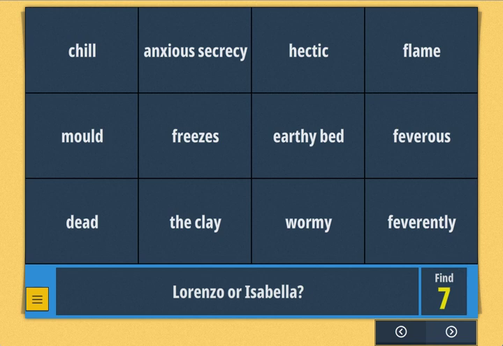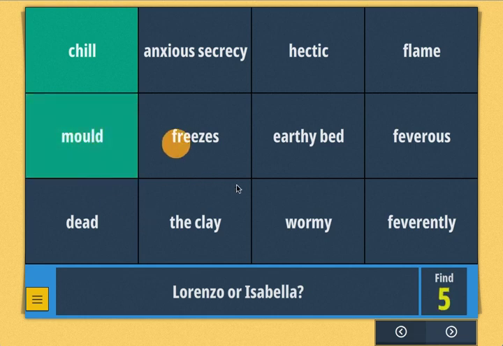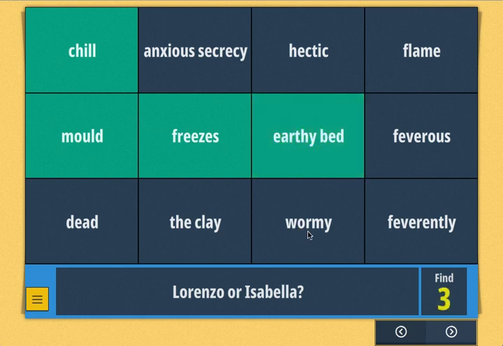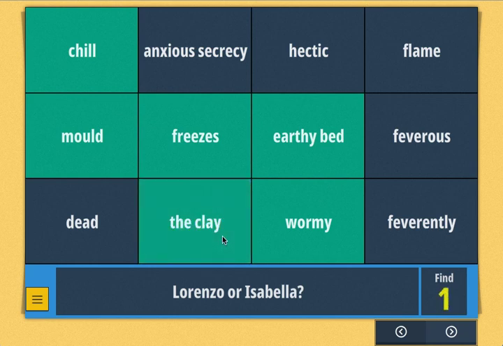Okay, so words to describe Lorenzo when Isabella is searching for his body when she digs him up. Okay, so we've got chill, mould, freezers, earthy bed, wormy, the clay, literally describing the mould, but perhaps also describing him as the clay, almost like he's a model now or a figure of himself in some way, and dead.